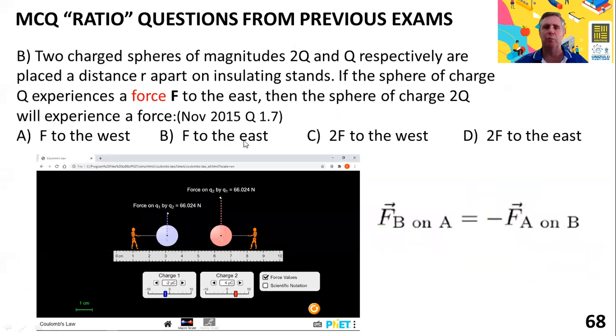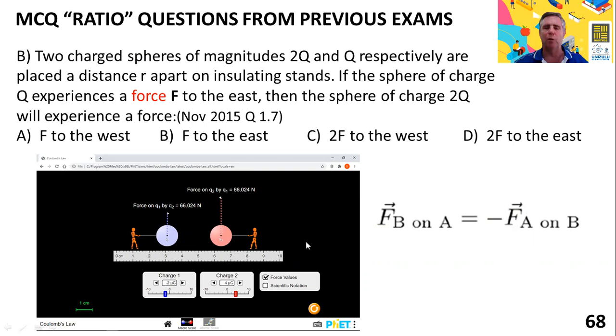Second question we've called B. It's from November 2015. You've got two charged spheres of magnitude 2q and q. They're placed a distance r apart. If the sphere of charge q experiences a force F to the east, then the sphere of charge 2q will experience a force.